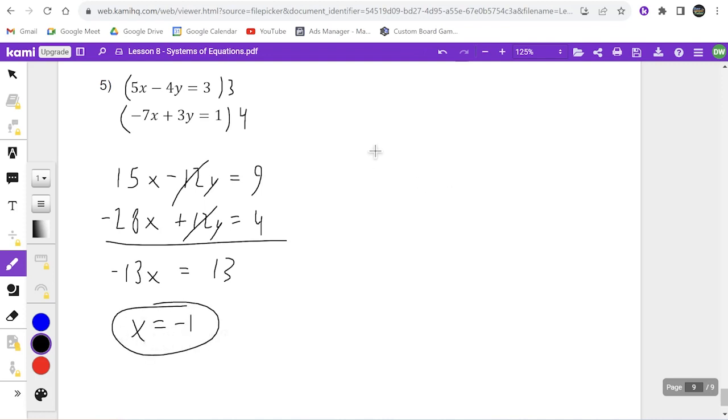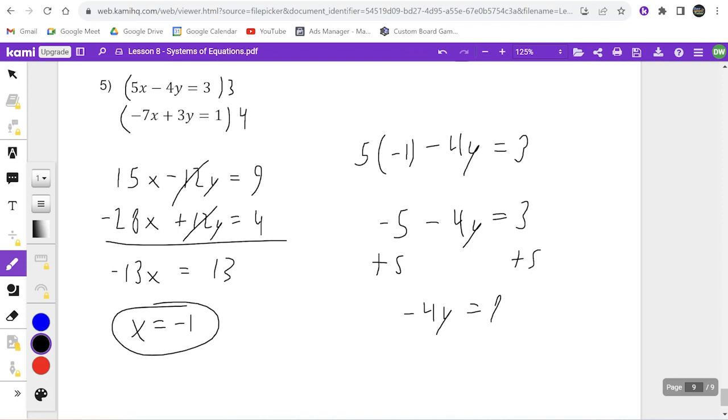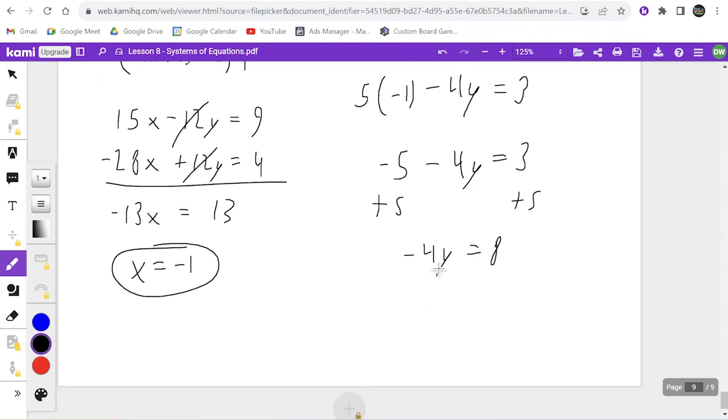And then if I want the y's, well then I can choose the top or the bottom. I'll choose the top. 5x, so 5 times negative 1, minus 4y equals positive 3. Negative 5 minus 4y equals 3. There we go. Add 5 to both sides. Negative 4y equals 8. And then just divide both sides by negative 4. y equals negative 2. And there we go.